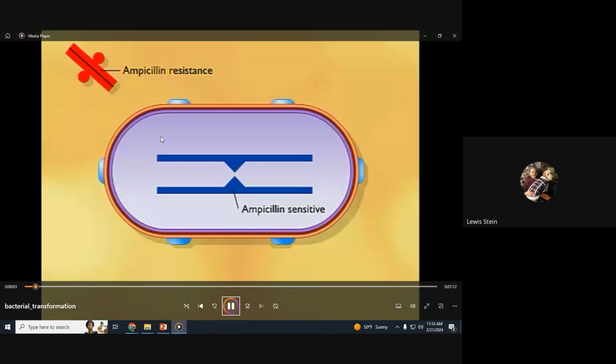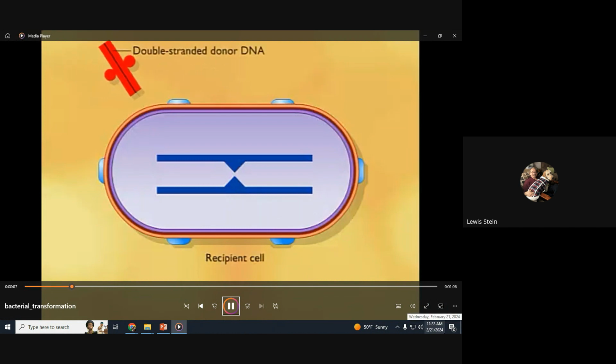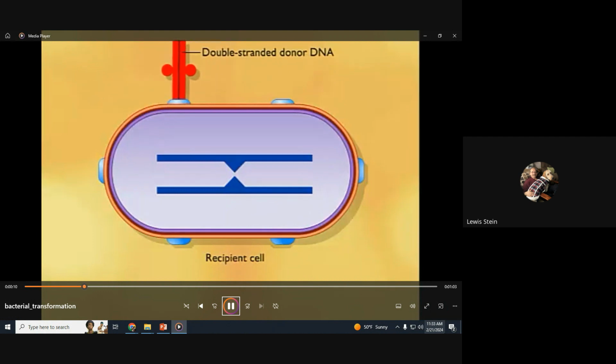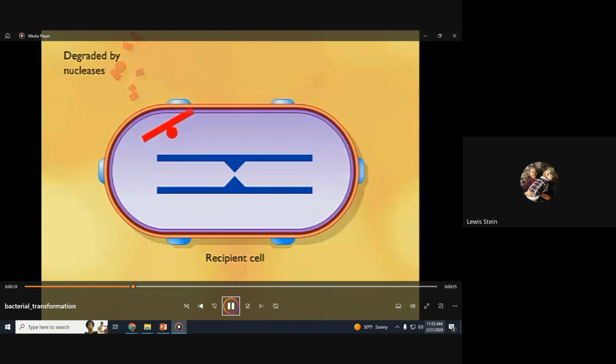DNA transformation involves transfer into a recipient cell. In the first step, double-stranded donor DNA binds to specific receptors on the surface of a competent cell. One strand of the donor DNA is degraded by nucleases while the other strand enters the cell. The single-stranded donor DNA pairs with a homologous region on the recipient DNA and is integrated into the recipient genome by a breakage and reunion mechanism called homologous recombination.